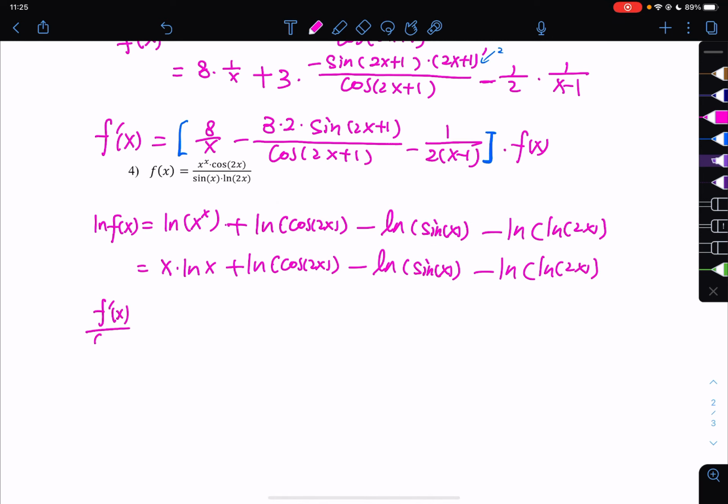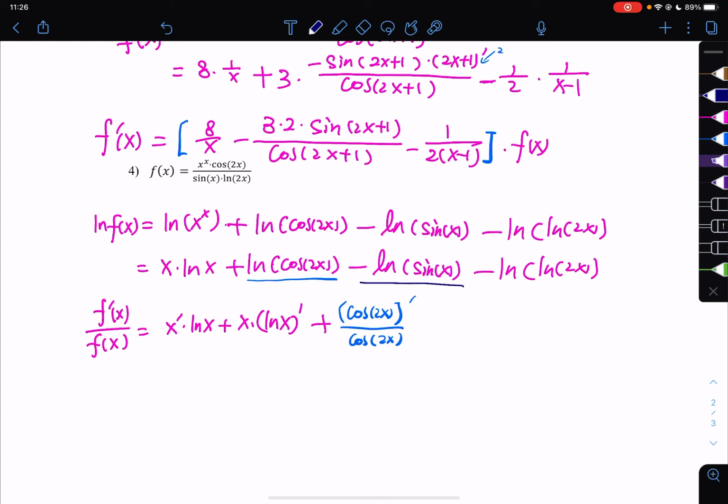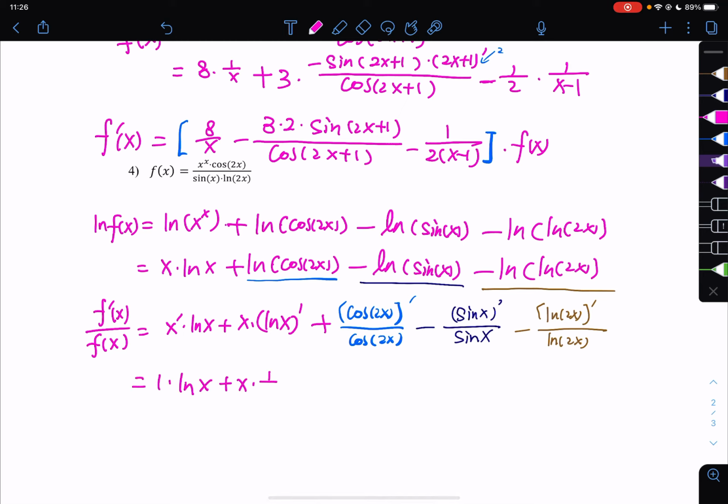The left side is f prime of x over f of x. This is the product rule. So once we have this, the next thing is I try to work on the derivative of this term, which is in log, so it's cosine of 2x, take the derivative over itself, and then my next term is minus, again it's ln of something, so it's sine x prime over sine x, and lastly it's the same thing, you have ln of 2x prime over ln 2x. So what we end up with is 1 times ln x plus x times 1 over x.